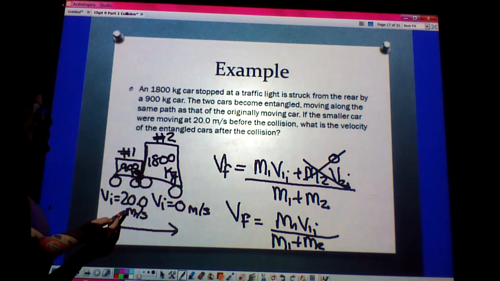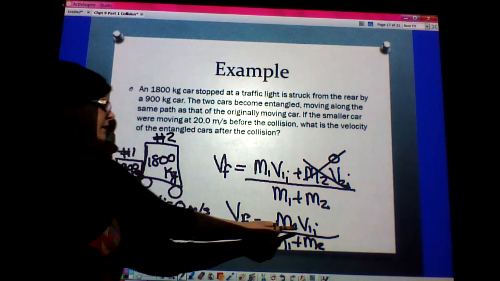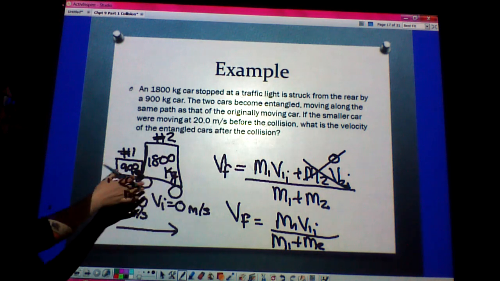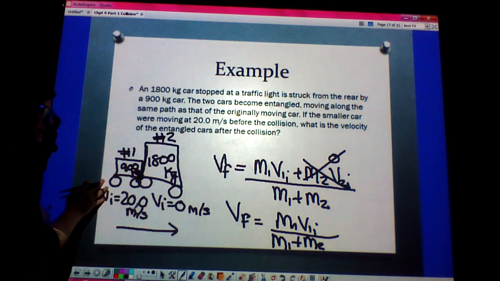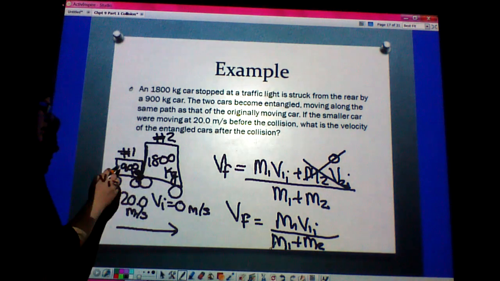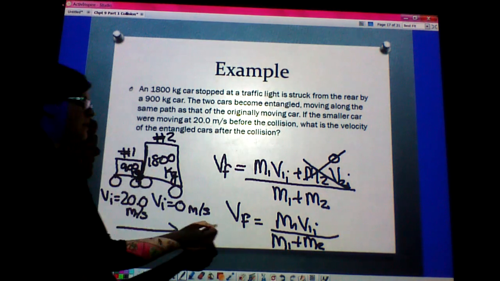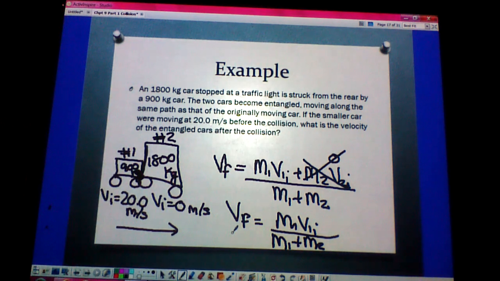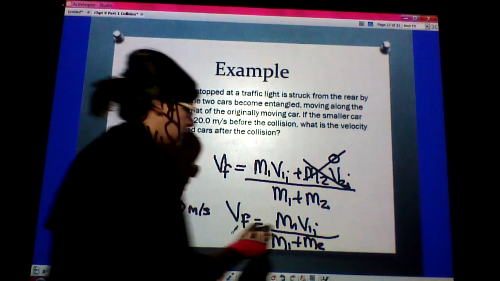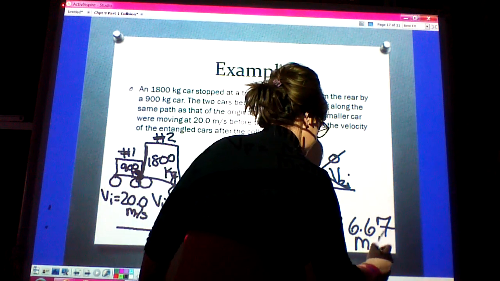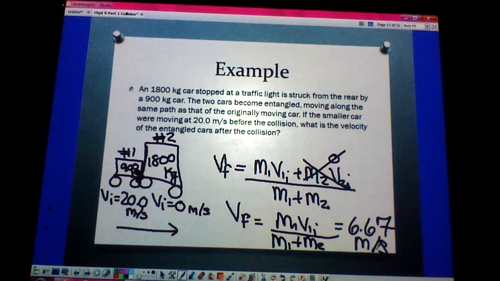I know the mass of this first car was 900, and the initial velocity of that was 20. We can consider it moving this way in a positive direction, so I can leave that 20 positive. Then I'm going to divide that by 900 plus 1800. That will get me my final velocity. If we do that, we should get 6.67 meters per second.